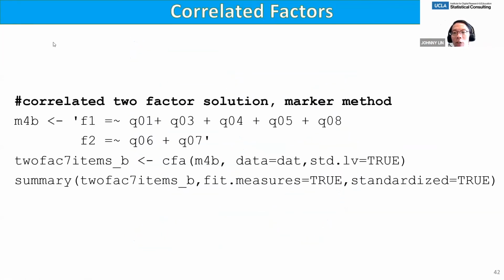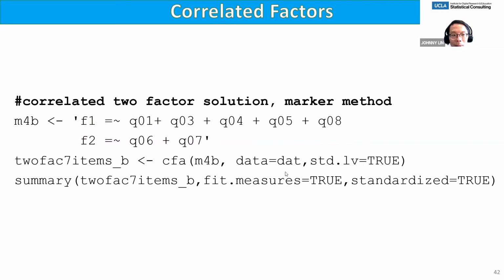Okay. Now in terms of lavaan, basically you just do a second factor, right? So instead of calling it F, we're going to call it F1 and then F2. And then there's 2 items that load onto F2. And then there's 1, 2, 3, 4, 5 items that load onto F1.